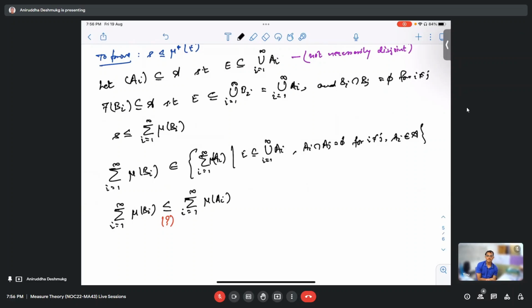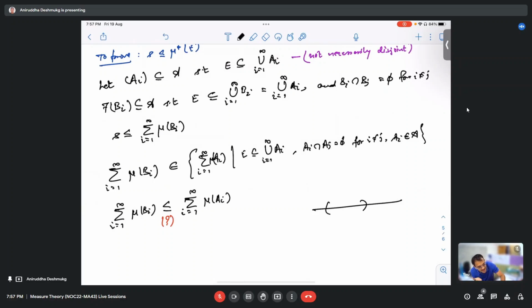Yes, sir, it is true. It should be equal? No, sir, why? See, it is not equal, right? Why is it not equal? That counter example is very simple.